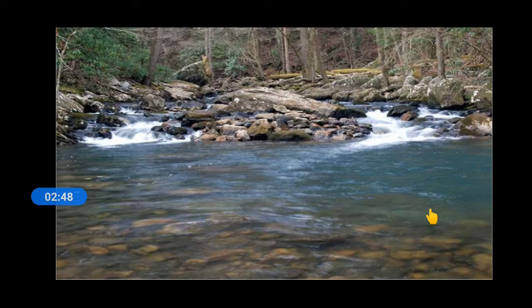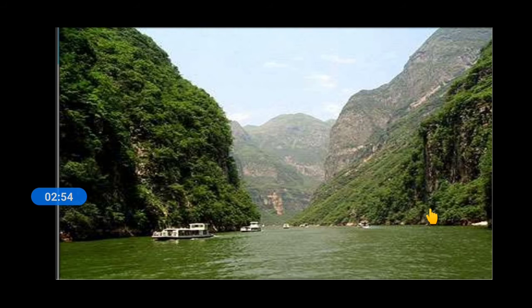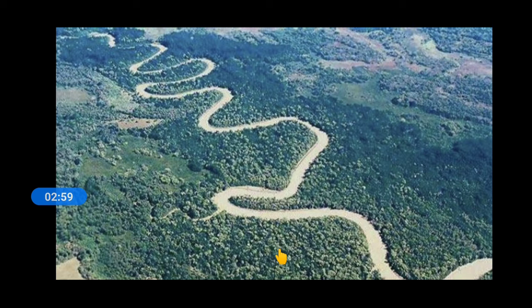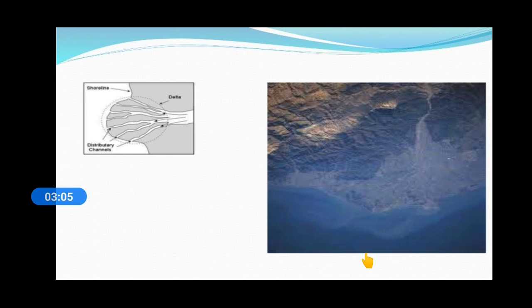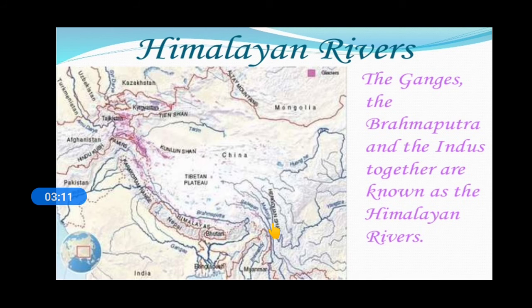You can see how they flow from the rocks. You can see from the mountains how these rivers are coming between the mountains. See how they form the oxbow lake, how the river is coming in a zigzag way from the Himalayan mountains. So we are going to talk about the Himalayan rivers. There are 3 Himalayan rivers, that is Ganga, Brahmaputra and Indus. These 3 altogether are known as Himalayan rivers. Now let me give you a small introduction on Himalayan rivers.